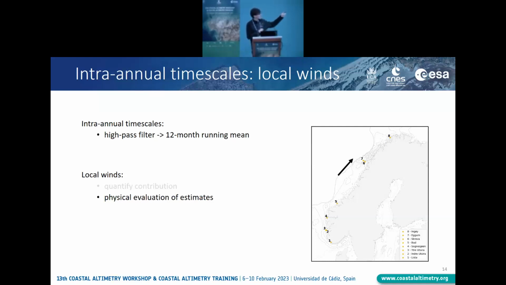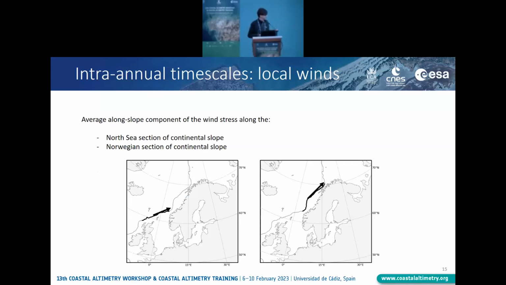And that's because we know that at these time scales, local winds, in particular those that blow along the continent, along the continental slope, can affect local sea level through Ekman transport, by transporting water onto the shelf or away from the shelf. And so we can see whether the two sets of estimates that we consider make sense with respect to the local winds. So I can start showing some of the results.